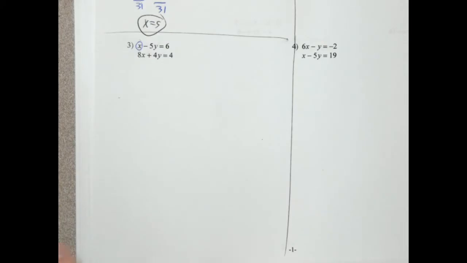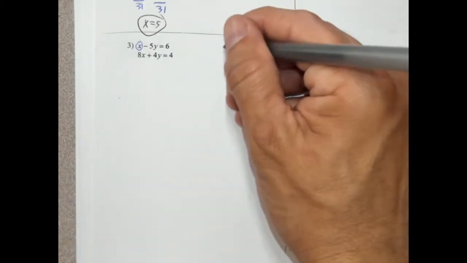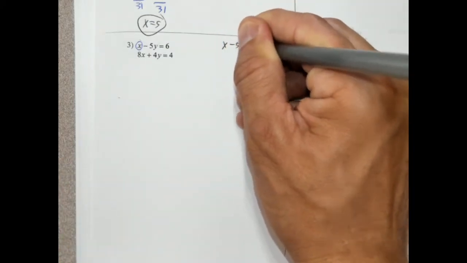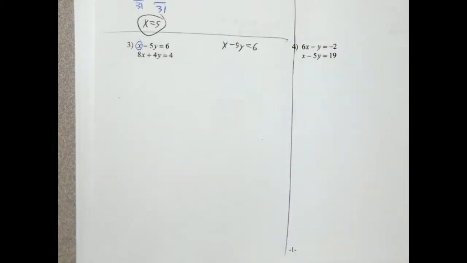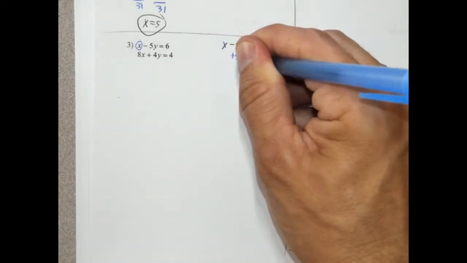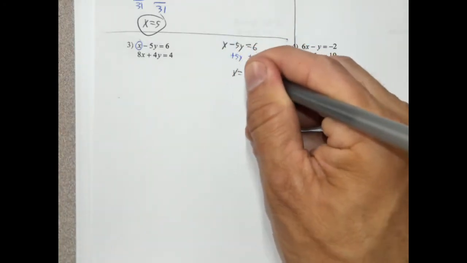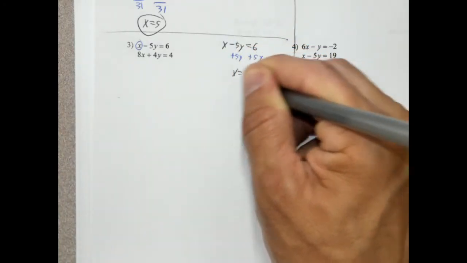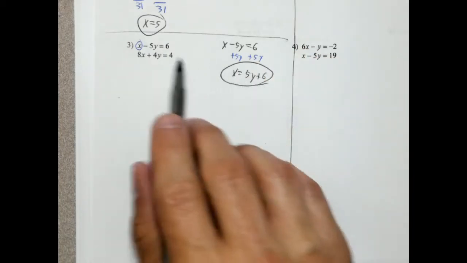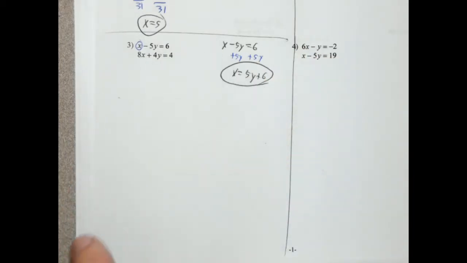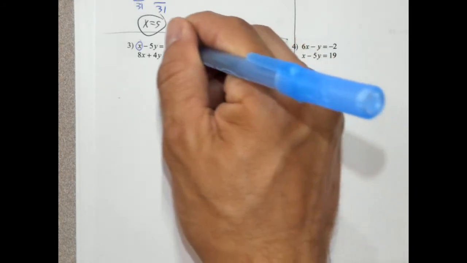So number 3, we're going to get this x by itself. That's going to be our target variable because there's a coefficient of 1. I'll write that over here. So x minus 5y equals 6. We're going to add 5y to both sides. We're going to get x equals 5y plus 6. Now this is going to take the place of x here. So we're going to plug that in here.